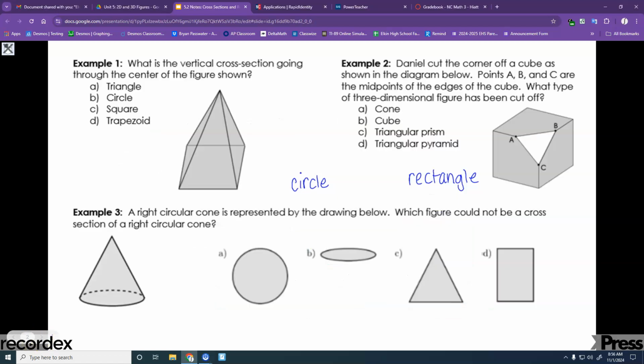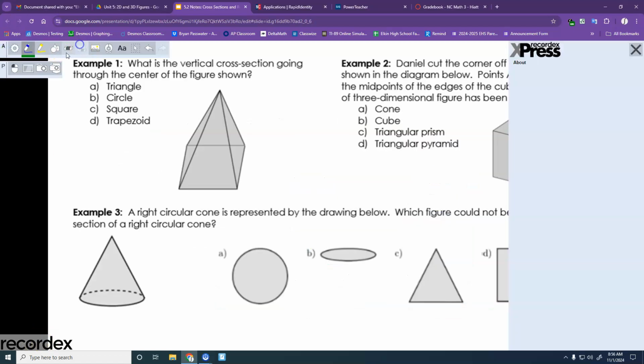Okay, let's look at some other types of problems we'll see for this. What is the vertical cross section going through the center of the figure shown? So vertical means we're cutting vertically right here, going through the center, like cutting it in half. What would we get? It's going to be a triangle. It'll look kind of like that. It'll be a triangle. Cut it in half.